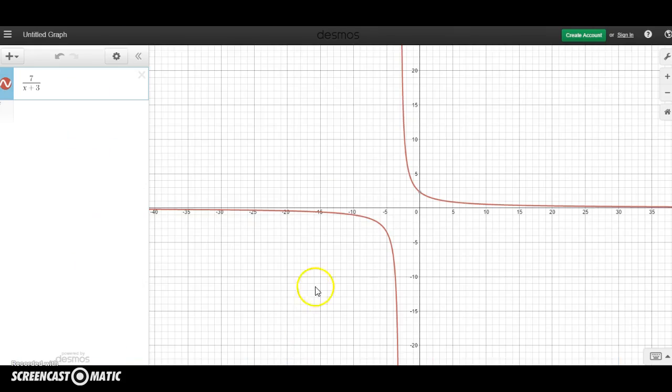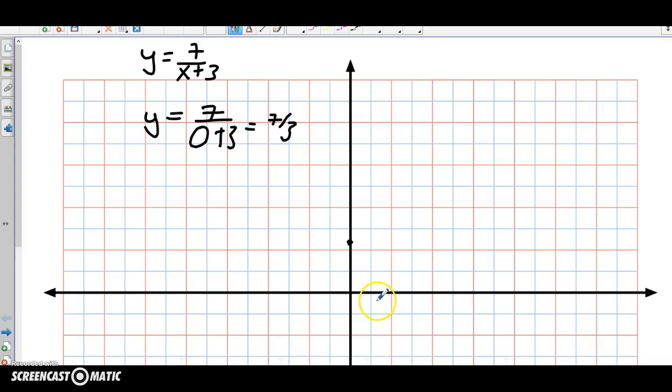Let's go to Desmos and see if that makes sense. 7/3 is 2 and a third, 2.33, right there at x equals 0. So there's an important point, my y-intercept. Looking back at the sketch, it doesn't look like we have an x-intercept, and let's see if we can prove why that's true.